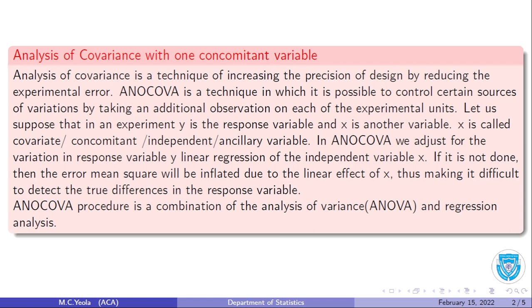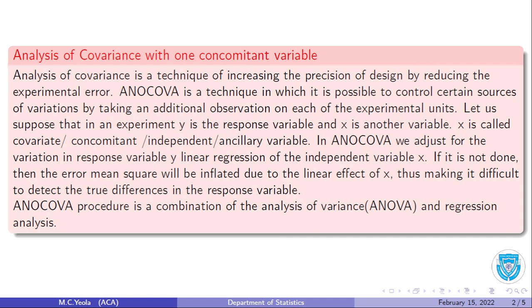Let us suppose that in an experiment y is the response variable, the variable in which we are interested, and x is another variable. x is called the covariate, or the concomitant variable, or the independent variable, or the ancillary variable. Different names are given to that variable x here.